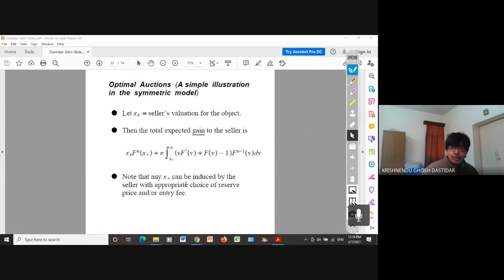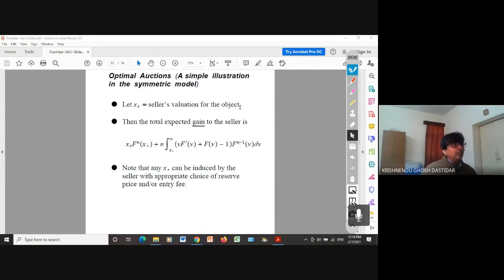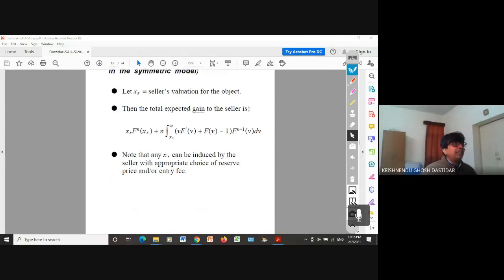Before coming to the extensions and research questions, here is a simple illustration of the symmetric model. Suppose x is the seller's value for the object. A seller's value is the minimum price at which he is willing to sell. A buyer's value is the maximum price at which he is willing to buy. One can show that the total expected gain to the seller is this. I have taken it from Riley and Samuelson's paper, and any x star can be induced by an appropriate choice of reserve price and entry fees.